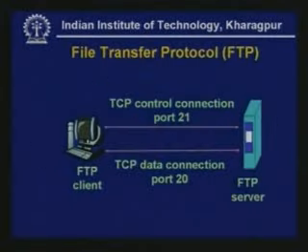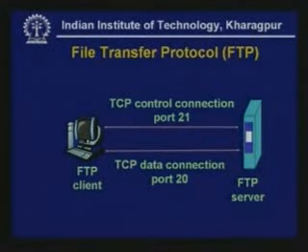Let us look into the general scheme. Suppose this is an FTP client trying to contact an FTP server. There is a TCP control connection at port 21. Above, we have the control connection, and below, the data connection. These two connections are different, and that is why we say its control is out of band.